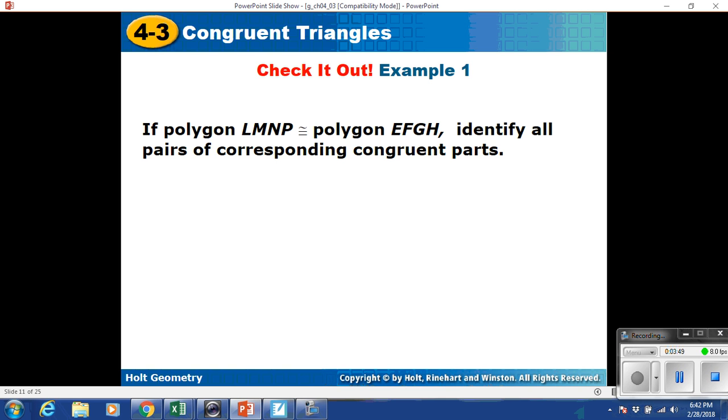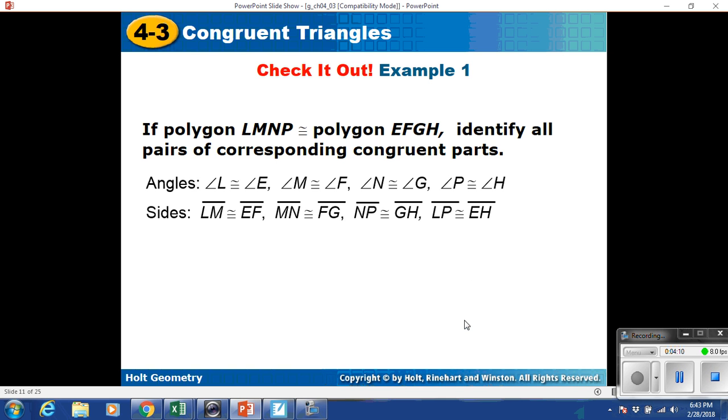Okay, let's take a look at the answer here. All right, the angles are going to be L with E, M with F, N with G, and P with H. And since it's a polygon, it's got four angles, also four sides. I'm sorry, not a polygon, but a quadrilateral.